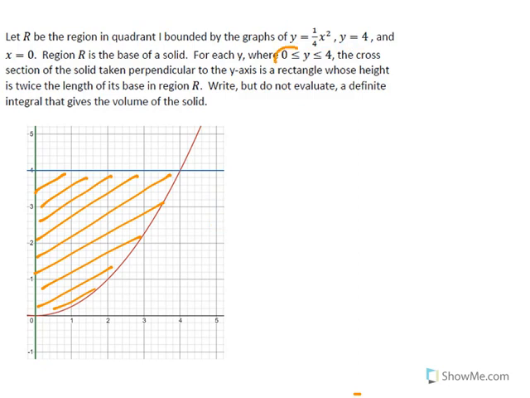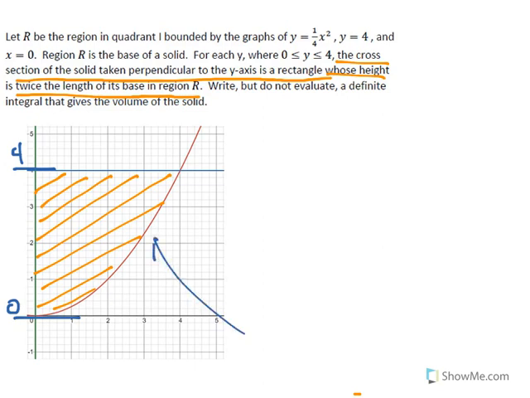For each y between 0 and 4, from y is equal to 0 to y is equal to 4, the cross-section of the solid perpendicular to the y-axis is a rectangle whose height is twice the length of its base in region R. So what that means is we're going to make a three-dimensional solid using this two-dimensional region R as the base of our solid, and we're going to build up from this base up towards the sky.